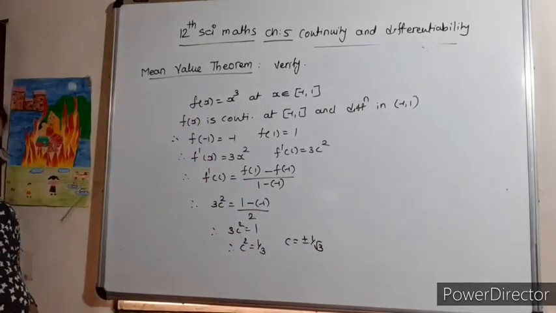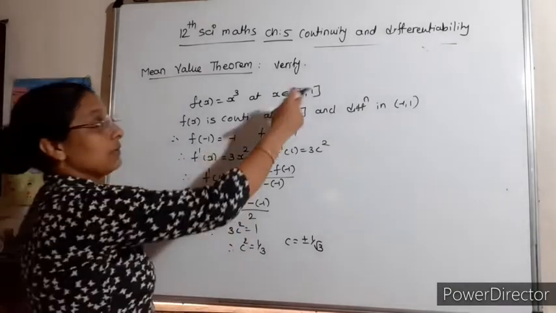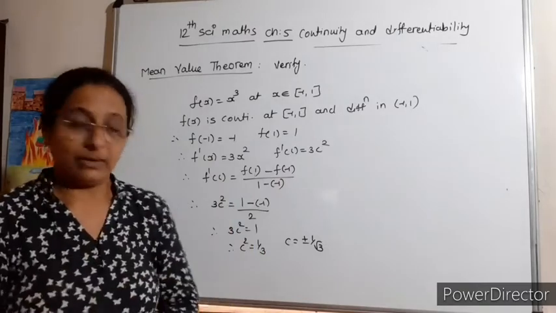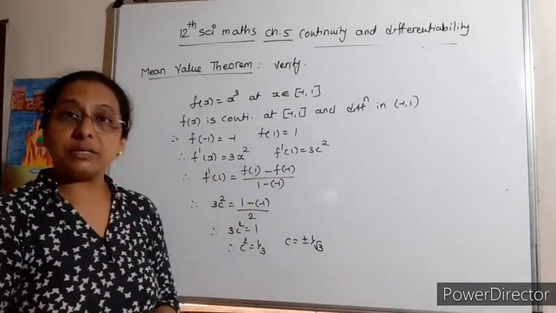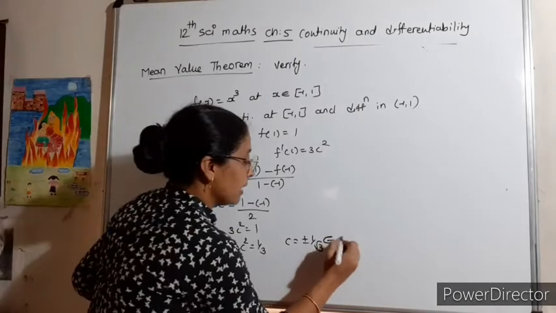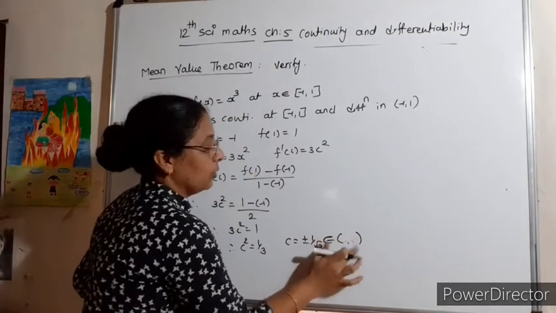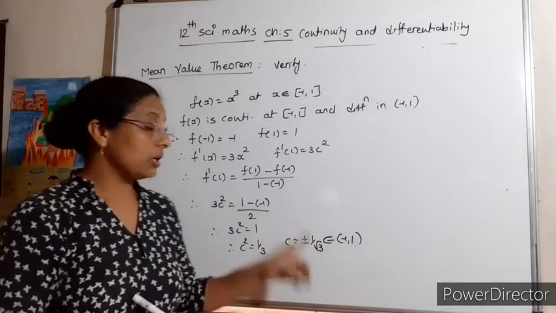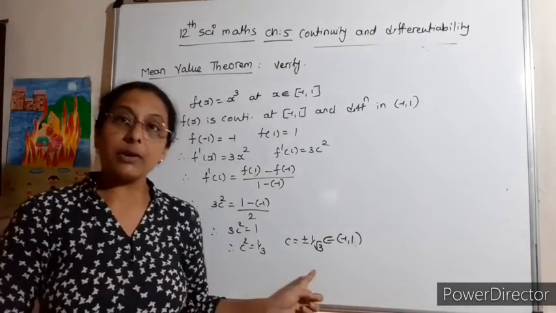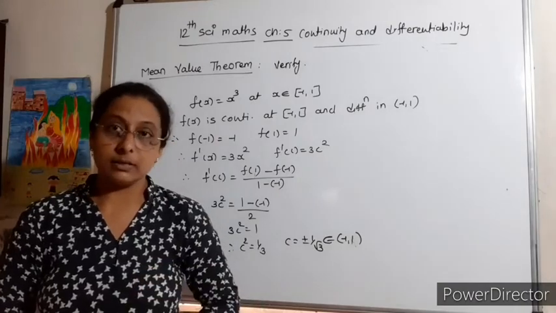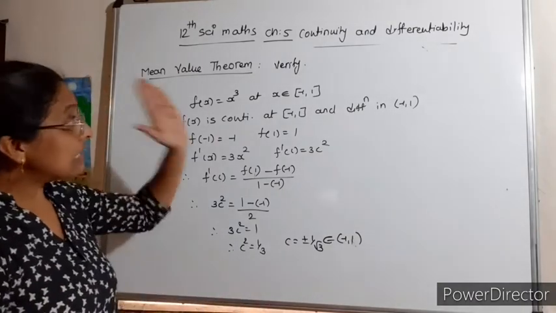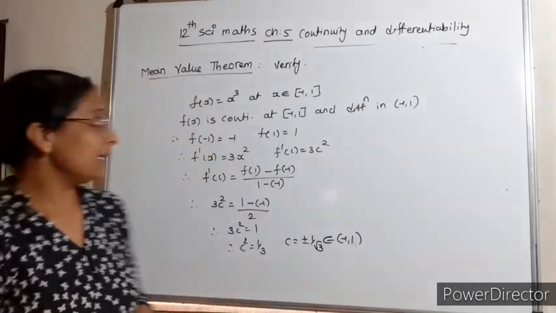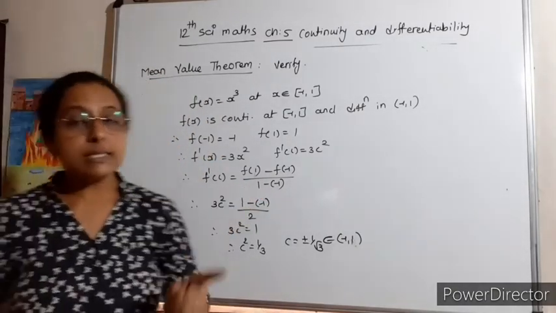Now which value is in minus 1 to 1? But minus 1 to 1 में तो plus or minus both आ जाएगी. Right? So both the values are acceptable here. That means they are in open interval (minus 1, 1). Minus 1, 1 में plus and minus both is here. Therefore, we'll write both the values are acceptable for this. Right? Okay.